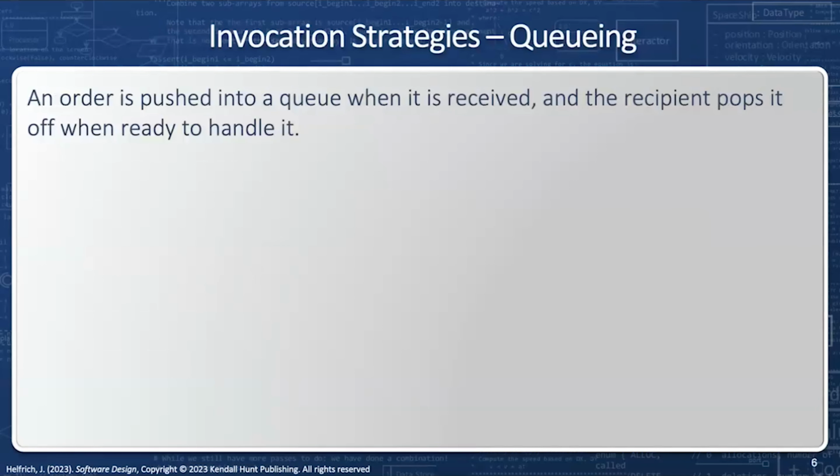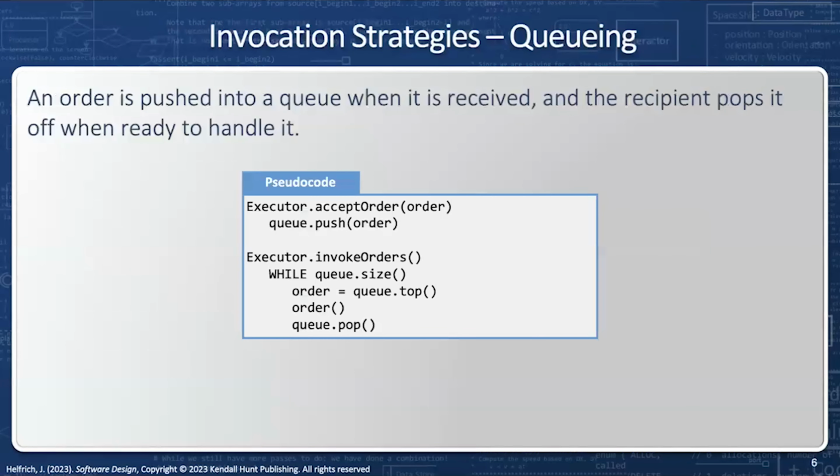The third one is queuing. Here we're not going to use a structure chart, but we're going to have some pseudocode. The executor is going to be a class this time, and it's going to have an accept order method. And it'll take that order and stick it into a queue. Now, at some appointed time, it's going to execute all the orders in its queue. So it's going to iterate through the queue. It's going to find the top one. It's going to execute that order and then remove it off the stack. And this allows for asynchronous execution of orders.